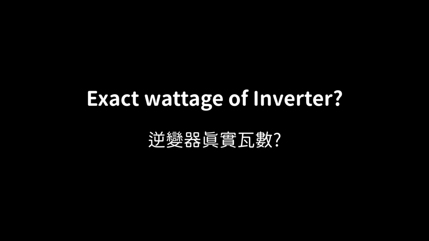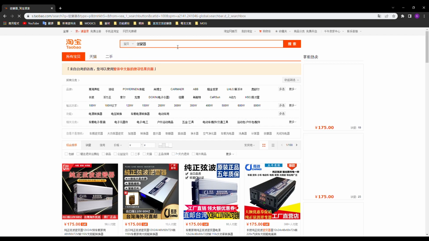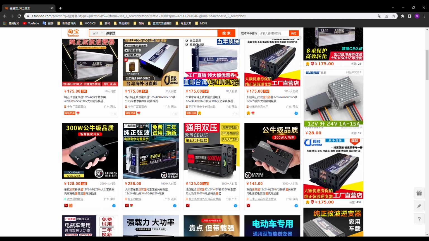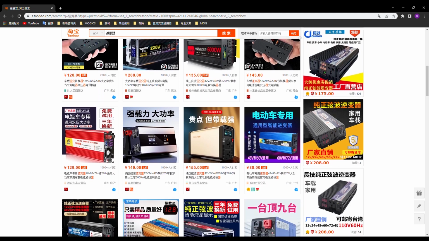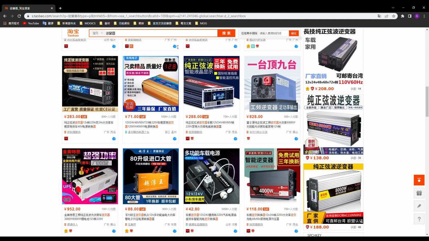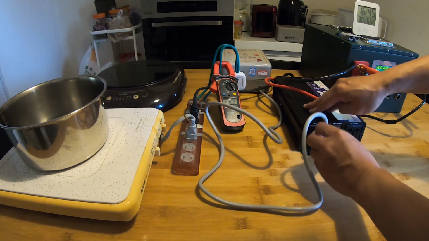Exact wattage of inverter. There are many brands of inverters on the market with different specifications. However, since the specifications are not clearly marked, many manufacturers, to compete for sales, use different specifications to label the wattage of the items. We will observe the actual power and loss of the inverter.